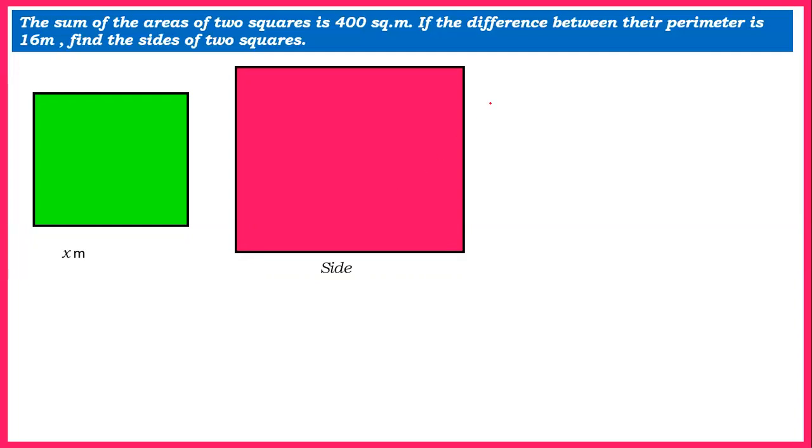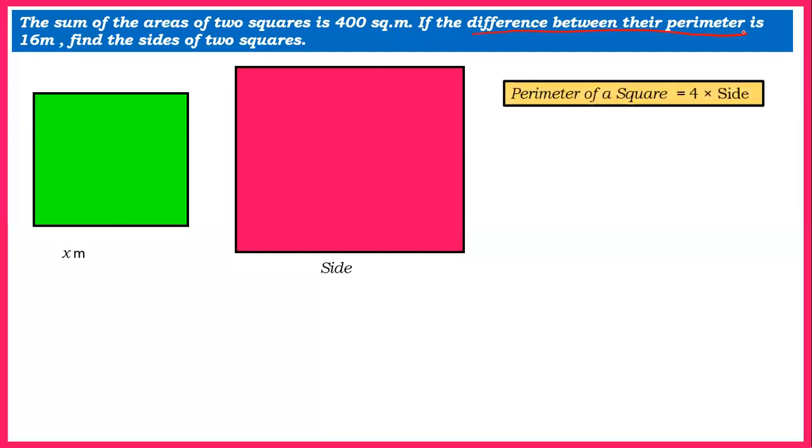Now, when I read the second statement, it is clear that the difference between the perimeters is 16. Now, we need to know what is perimeter. Perimeter means the sum of all the sides of the square, or for any figure in that case. And we also know the formula for the perimeter of a square is 4 into side. So we have a smaller square and we have a bigger square. For the smaller square, the perimeter will be 4 into side and side is x. So it will be 4x meters. For the bigger square, we don't know what the side is. So it will be 4 into side as it is because we have assumed it to be side.